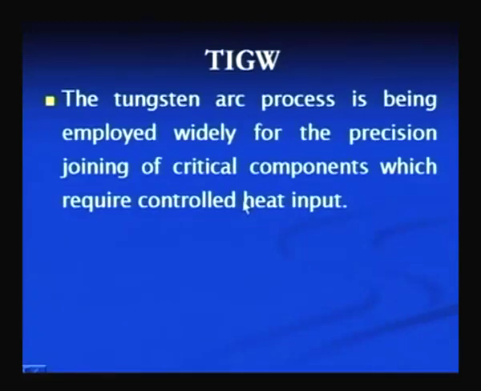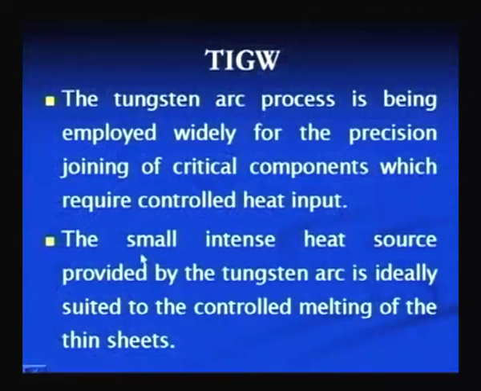Some other points related to the tungsten inert gas welding process are that it is mainly used for joining very thin components and very critical components, where very controlled heat input is required. Joining of thin walled pipes is possible mainly by the tungsten inert gas welding process. When very thin components are to be welded, a very close control over the heat input is required, and under those conditions TIG can be used successfully.